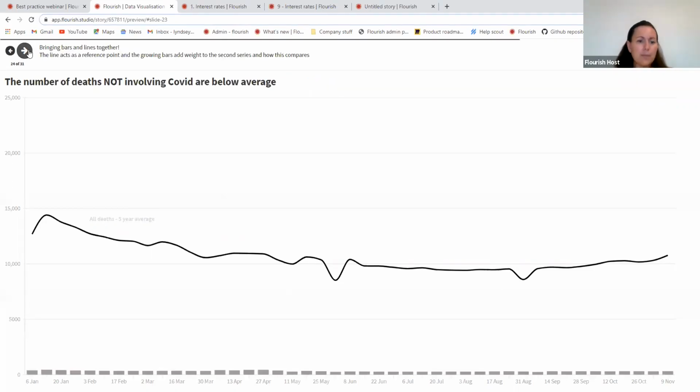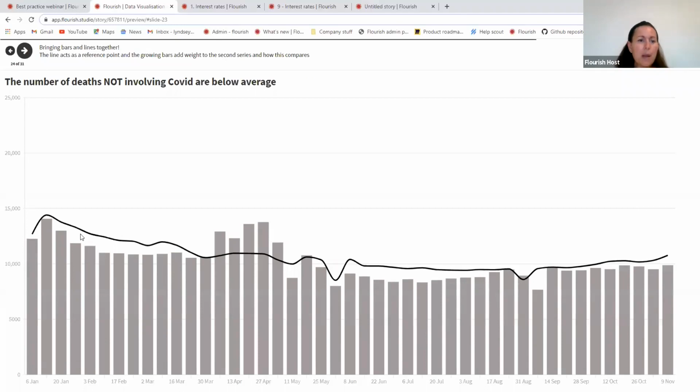First of all, I'm plotting the average number of deaths that normally occur throughout the year with a line. And then I'm bringing in my bars to show the deaths not involving COVID. In this kind of animation, we're using the line chart as our reference line, and the weightier bars are being animated in to show how this differs from the reference line for average deaths.